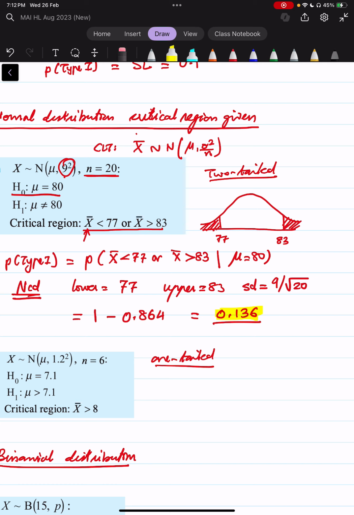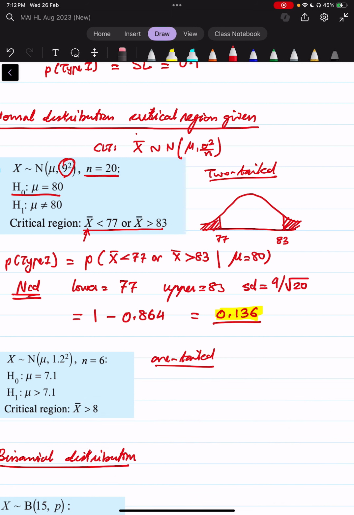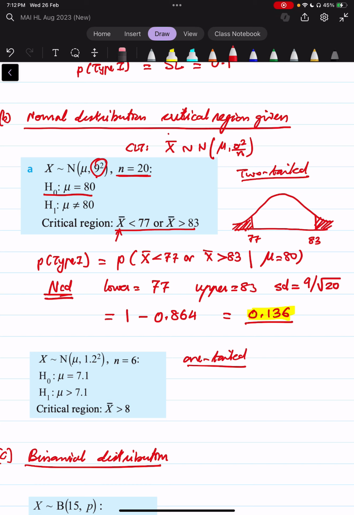Now, also this is continuous, so in a normal distribution it won't matter whether you take 77, 83 only. You don't have to take 76 and 84; that you need to do for Poisson and all that. So that's how you do the type 1 error for normal distribution when the critical region is given.